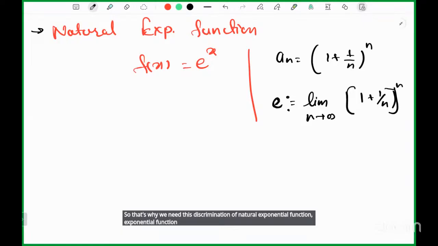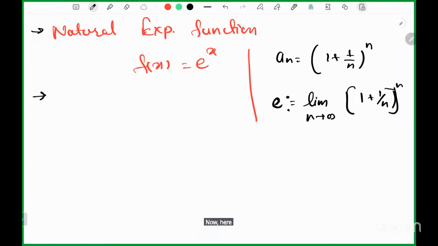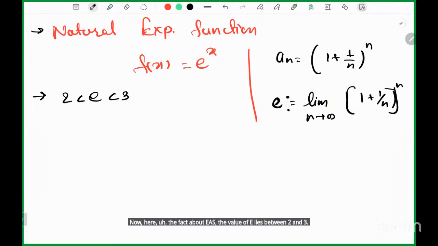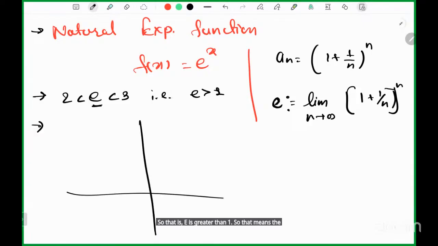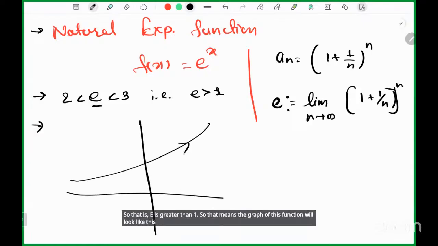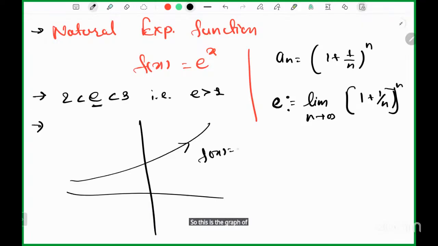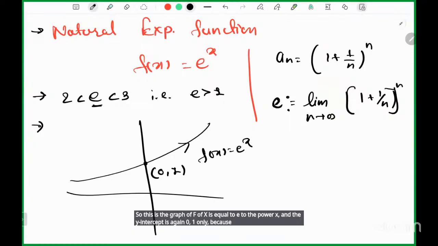Now the fact about E is that its value lies between 2 and 3, and so that means E is greater than 1. So the graph of this function will look like this. This is the graph of f of x equals e to the power x, and the y-intercept is again (0, 1), because if you put x equals 0, you get 1 back.